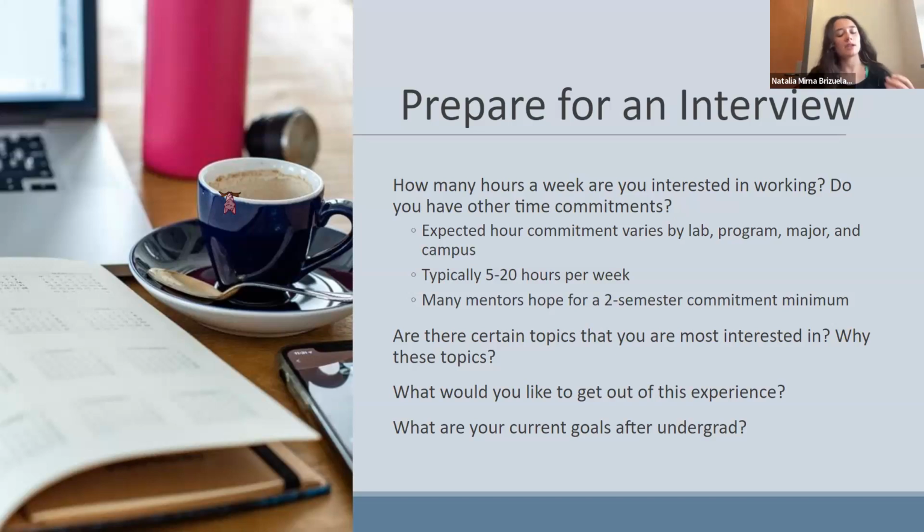Because if you think about the energy it would take to train one person to completion and then just have them leave after a month, and then another person comes in and you have to train them again, a lot of professors simply don't have that amount of time. So also keep in mind, how long is this something that I would want to do? How long is this something that I want to work towards?